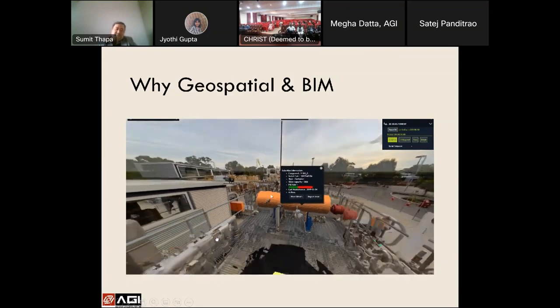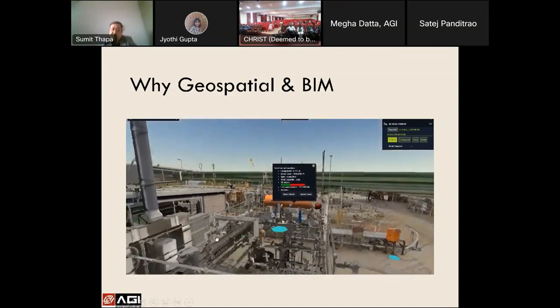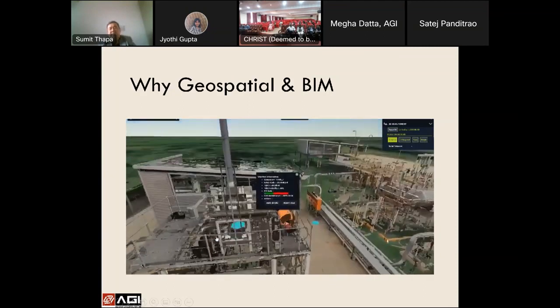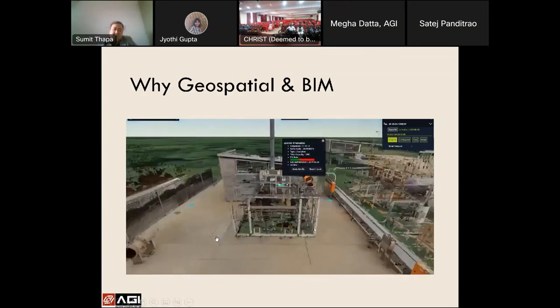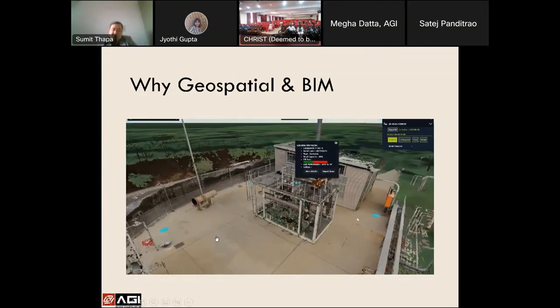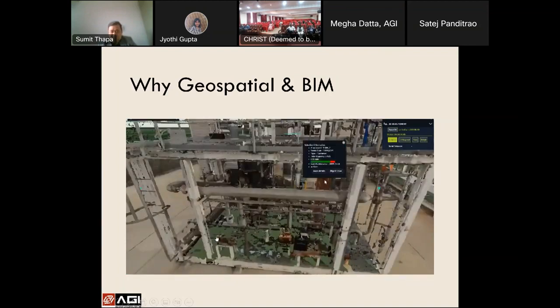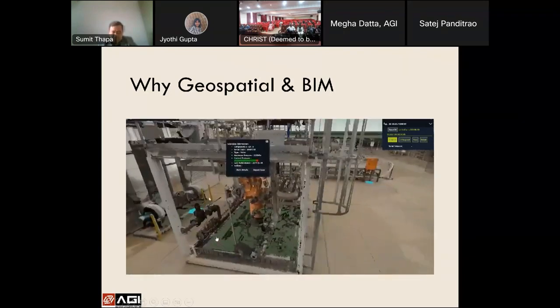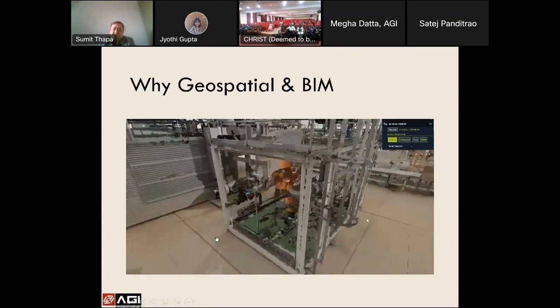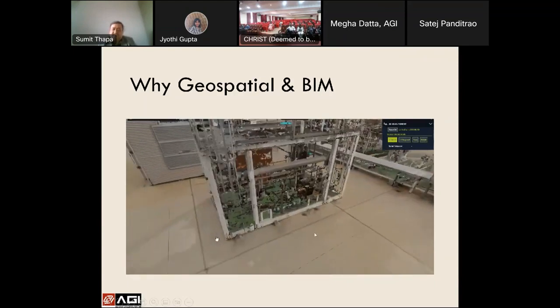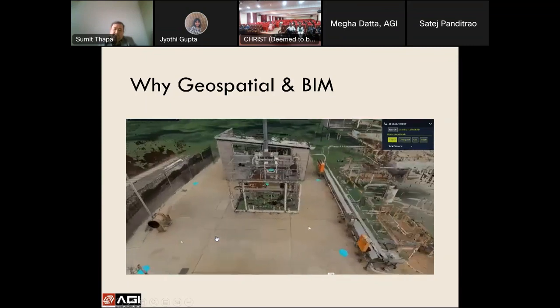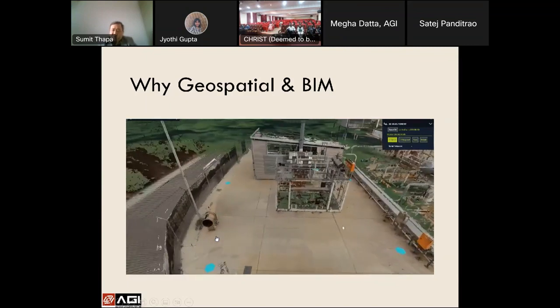So for progress monitoring, for visualizing how your actual construction is going on, this will give you what has been planned versus what is actually available on the ground as of now. So as planned versus as built, you can do analysis. These are some of the examples. Now I'll come to another example.